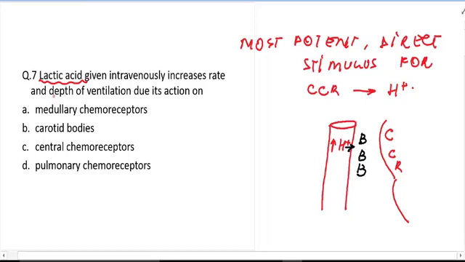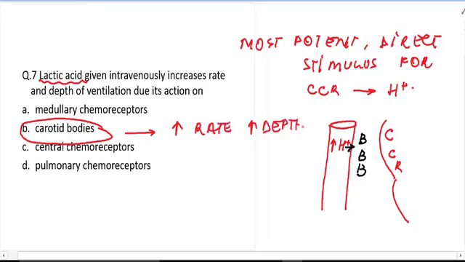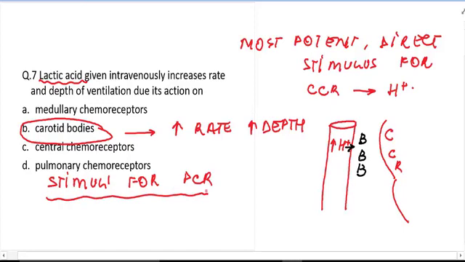So the lactic acid, the increase in H+, will now affect the carotid bodies. And once the carotid bodies are excited, they will increase the rate and depth of ventilation, right? Now, remember the stimuli for these peripheral chemoreceptors. What are the stimuli for peripheral chemoreceptors? The most potent stimulus for the peripheral chemoreceptors, that is carotid and aortic bodies, is of course hypoxia, but also increase in PCO2, increase in H+, decrease in pH, increase in lactic acid.